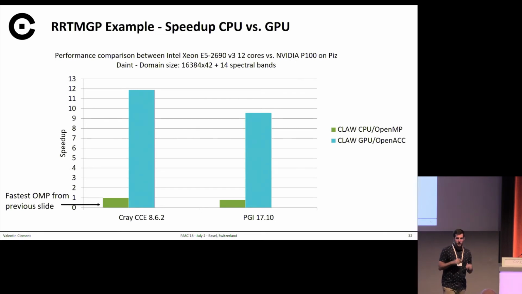Now if we switch to the GPU, this reference is the fastest OpenMP from the previous slide, the Cray with 8x of performance, and then we ask CLAW to generate a GPU target with OpenACC directives. And here we have, again, an 11x speedup in terms of performance. So this is really nice. With PGI, we have a little bit less performance, about 20% less. Hopefully, they will catch up in the next release, so it's not a problem at the moment.